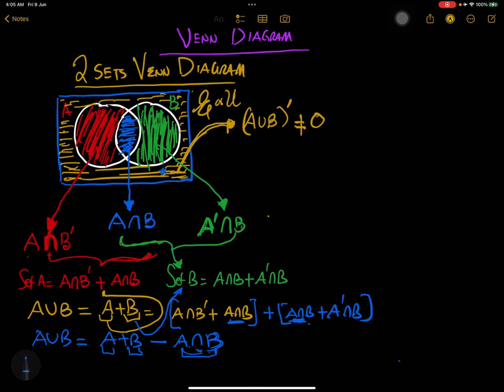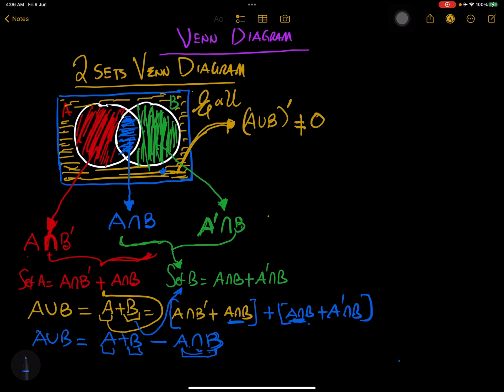Now the one in red is A, they are in A and not in B, A and not B. And then the one in the middle is the intersection point where they both meet. So it is A intersection B. Then the one in green is not in A and in B. So it is in B, but it's not in A.